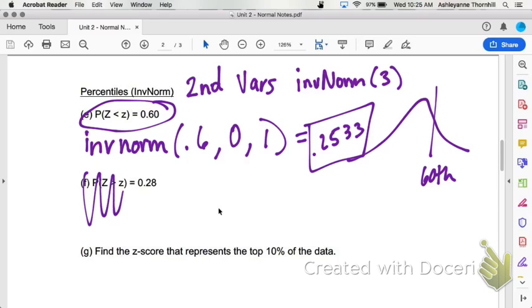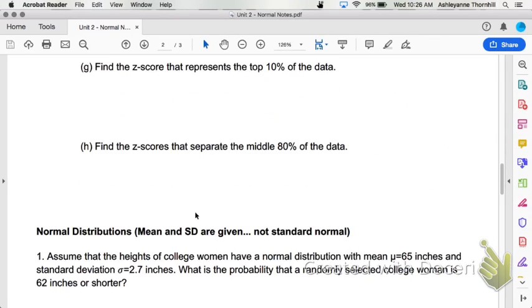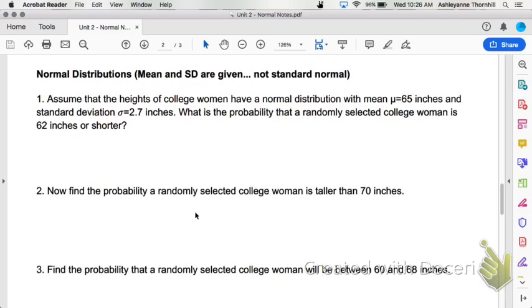I'm going to skip F. We don't really need one like that. And I'm not going to do G, but if it said top 10% of the data, what percentile would that be at? 90th. Okay, so let's skip down to whenever it's not a standard normal. So something where it's a word problem and it's actually giving you the mean and the standard deviation. The only difference is now you're not putting in 0 and 1, you're putting in whatever it gives you, okay?